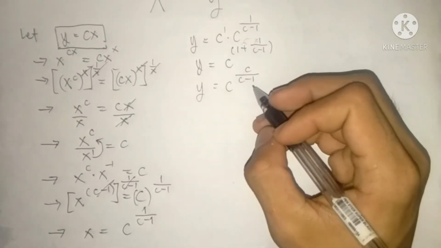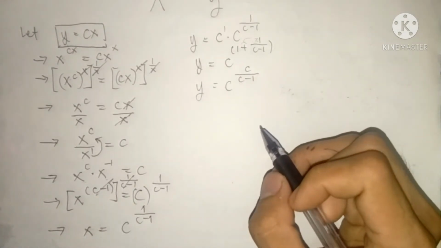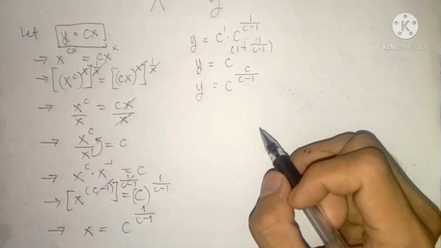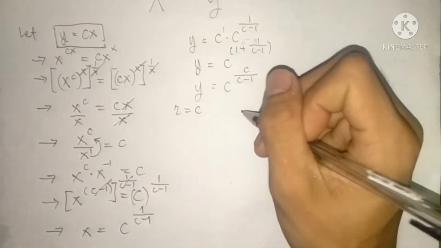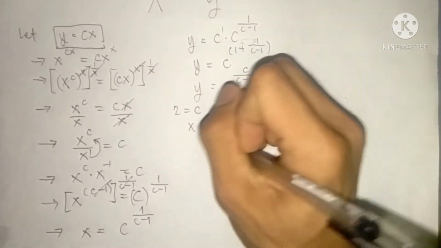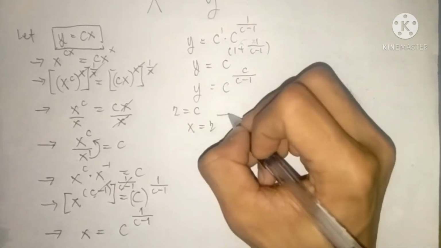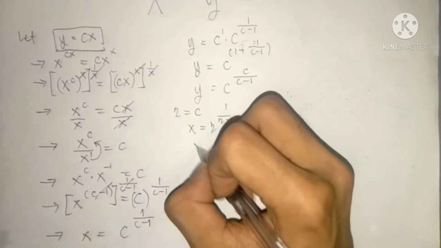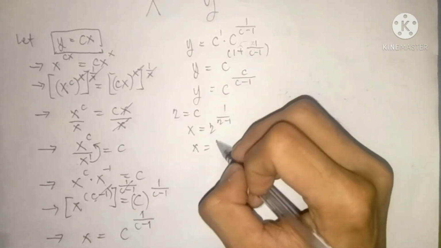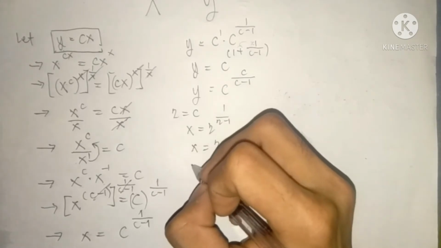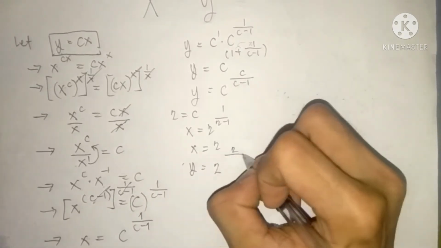So, hindi pa yan, initial pa lang yan. So, magpipili tayo ng number sa c, let's say 2. Sabihin natin c is 2. So, kapag si x, sinubstitute natin yung 2 sa c. So, x will be 2 raised to 1 over 2 minus 1. 2 minus 1 is 1. 1 over 1 is 1. 2 raised to 1 is 2. Yan. Then, kapag si y naman, 2 raised to 2 over 2 minus 1.